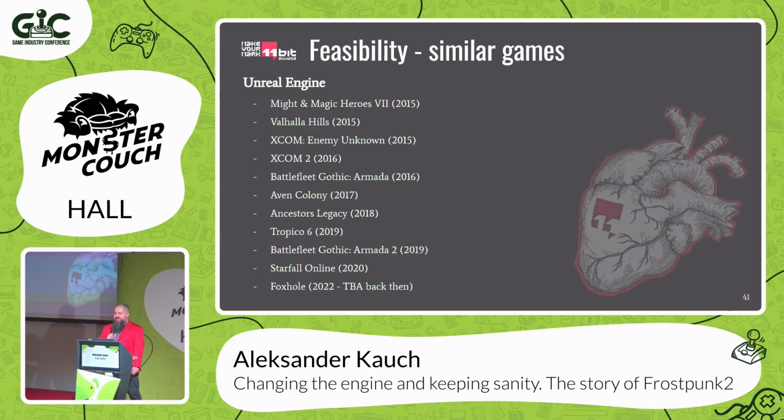But on the other hand, these titles are bigger. You've got XCOM, you've got Might and Magic Heroes 7. Not that it was a good game, but still a big title. You have our Polish Ancestors Legacy, Tropico, Battlefleet Gothic series. So the titles themselves are bigger, more fleshed out. They are made in Unreal, but in general, more strategy games come out on Unity than on Unreal.